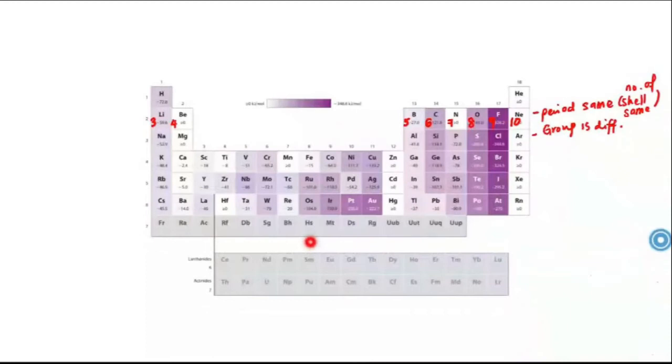The group is different. So the factors that will affect the periodicity for the elements across a period are effective nuclear charge or shielding effect. Effective nuclear charge, I will use the symbol Zeff here. So going across a period, how do you illustrate the value of Zeff? Is it increase or decrease?